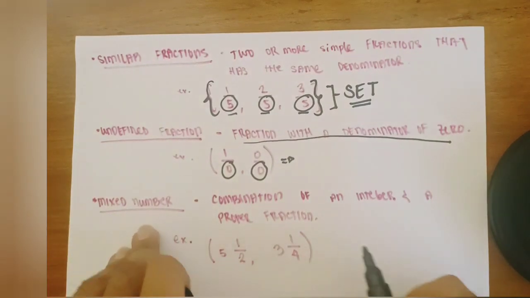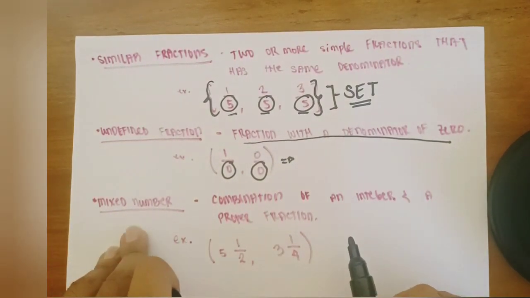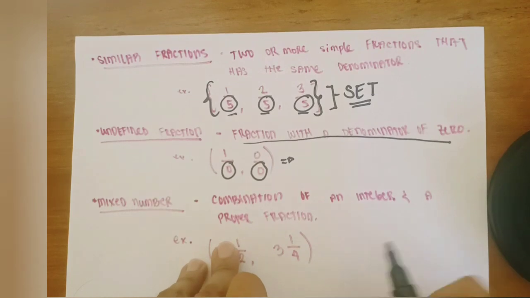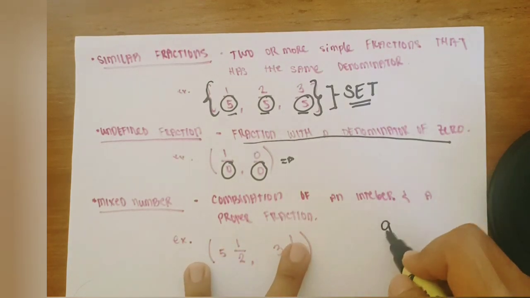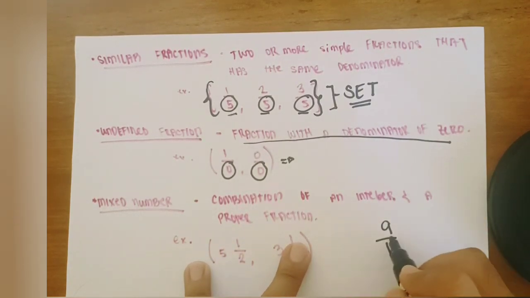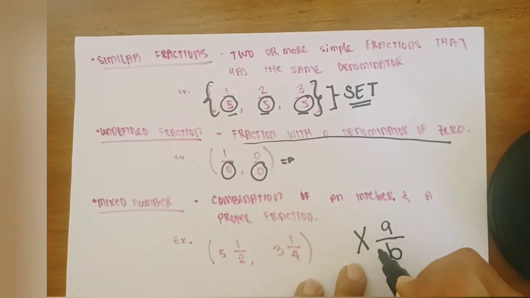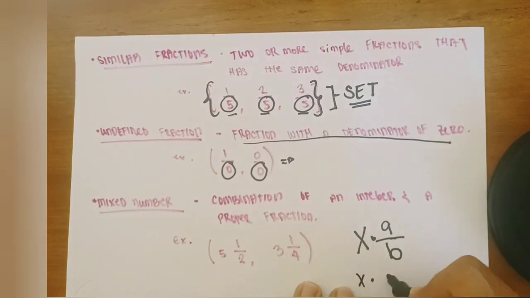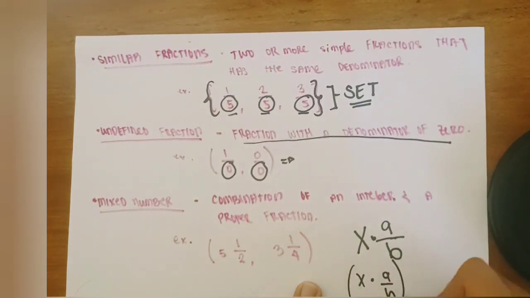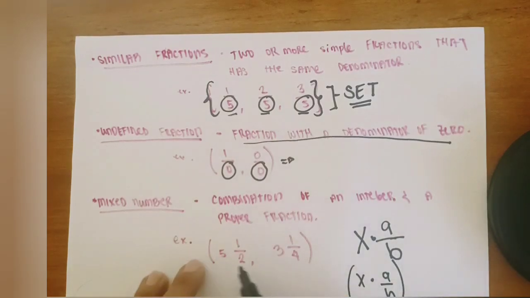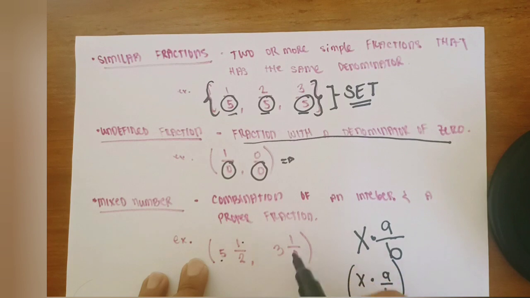Next is mixed fractions or mixed number. Ang mixed number naman, aside sa a over b, katulad ng mga normal fractions, meron siyang whole number na nasa harapan niya. Ganyan yan eh. X times a over b ang itsura niya. So, ano ba mga examples niya? 5 and 1 over 2 and 3 and 1 over 4.